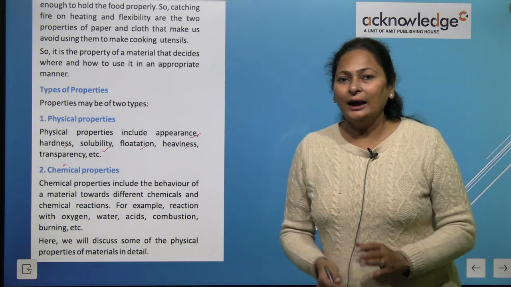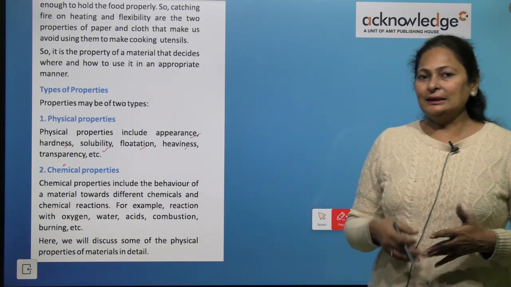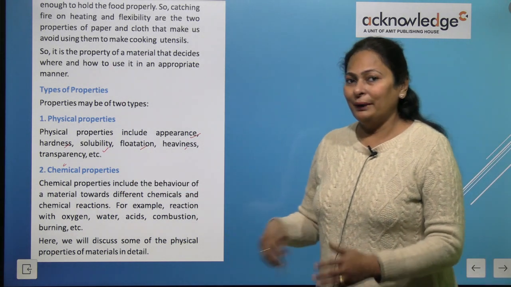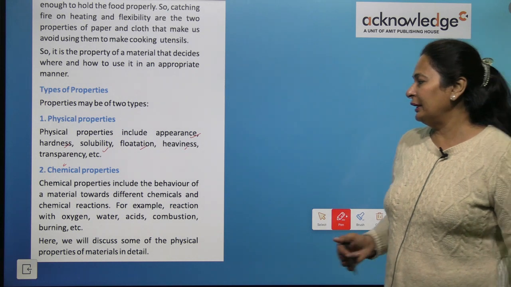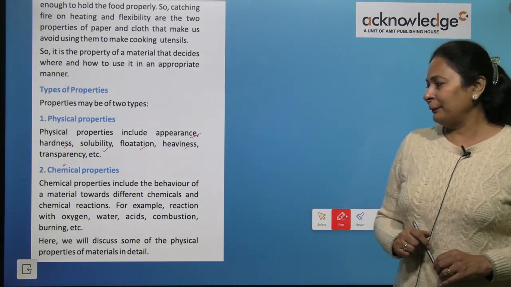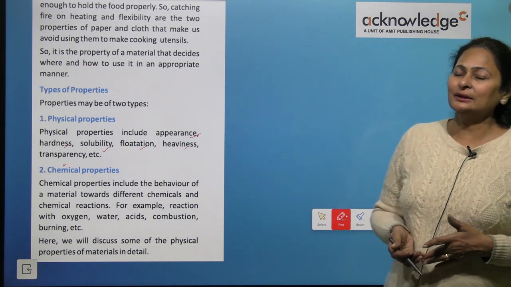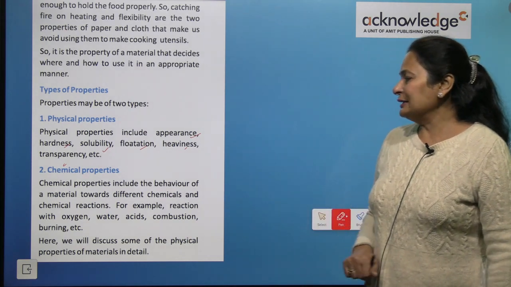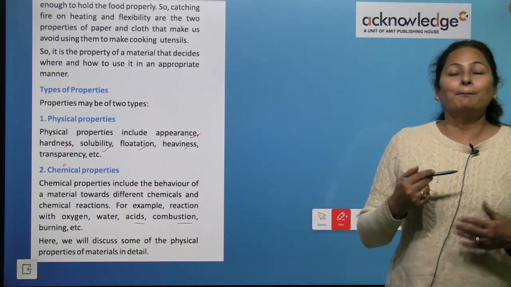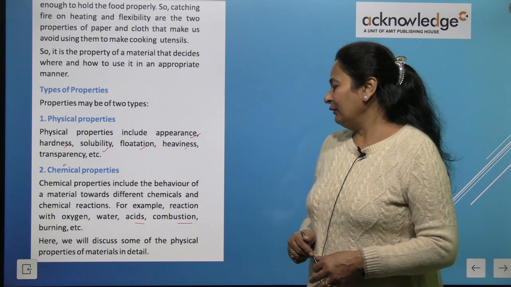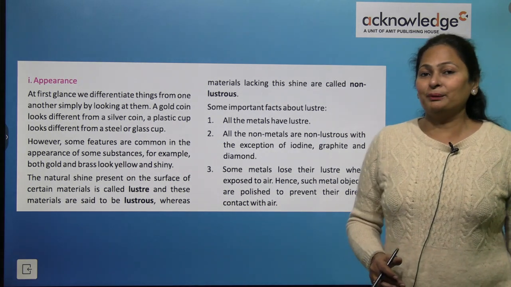So let's see what the chemical properties are. We will not discuss a lot about the chemical properties in this class. We will learn it in the higher class, but you should know the name. Chemical properties include the behavior of the material towards different chemicals and chemical reactions, right? In chemistry, we will learn the different chemical reactions. For example, reaction with oxygen, water, acid, combustion, burning, etc. Here we will discuss the physical properties only. So let's start with the physical properties of material.